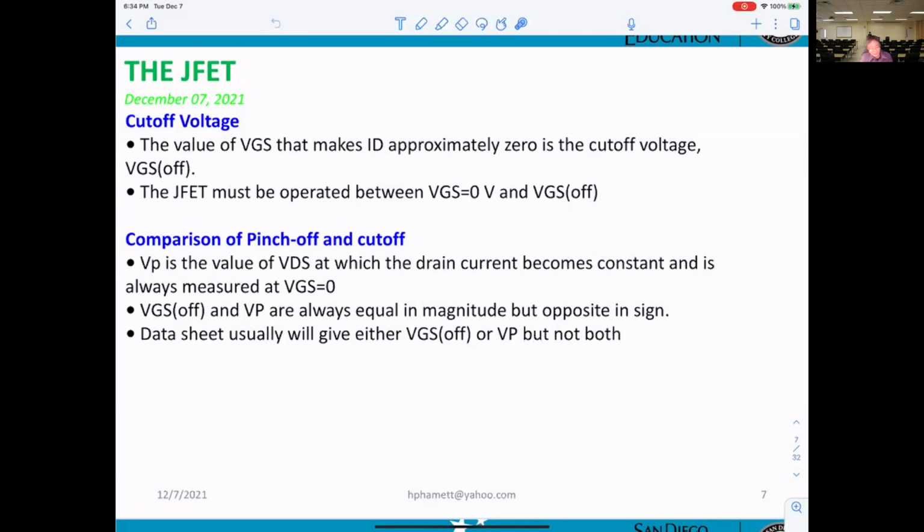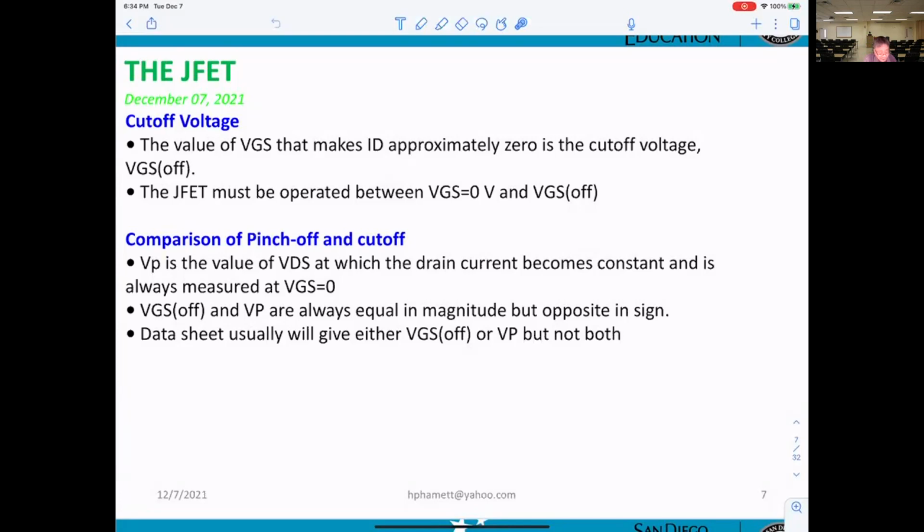So, in order to get VGS off, you understand the ID is supposed to be 0. The JFET must operate between VGS equal 0 and VGS off. Now, comparison of the pinch-off and the cutoff.